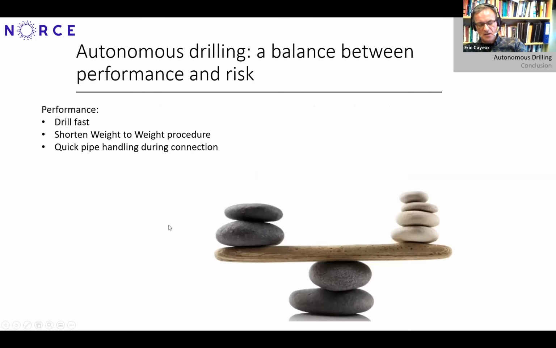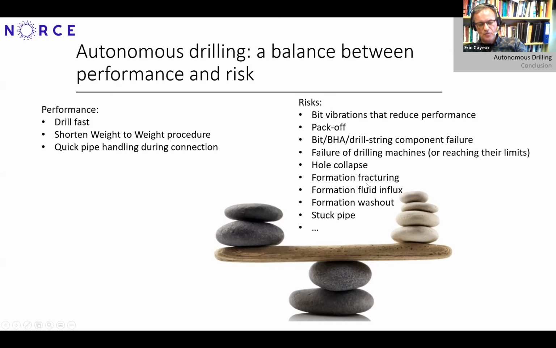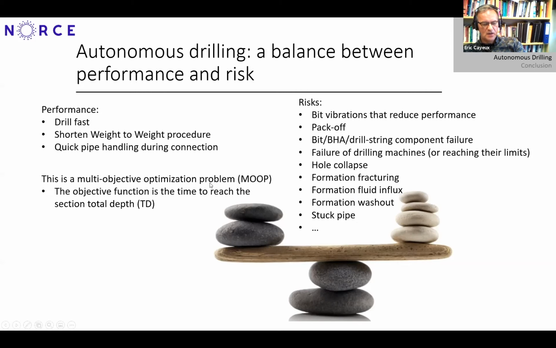The way we address that is that, on one hand, we want to have the maximum performance: drill fast, shorten the well-to-well procedure, have as few extra functions which are not useful as possible, and of course, have quick pipe handling during connections. But on the other hand, we want to balance that with the risk. So we have risk of vibration, back-off, hole collapse, formation fracturing, influx, washout, stuck pipes, and so on and so forth. And how do we balance this? By solving an optimization problem, a multi-objective optimization problem, where we have those two objectives: having the maximum performance and balancing that with the risk.